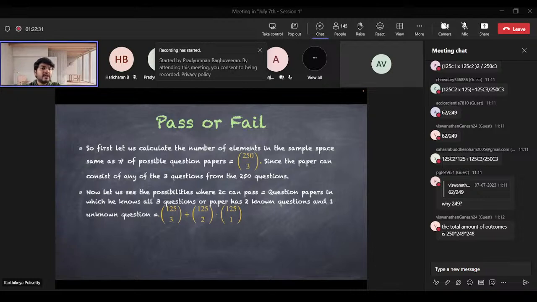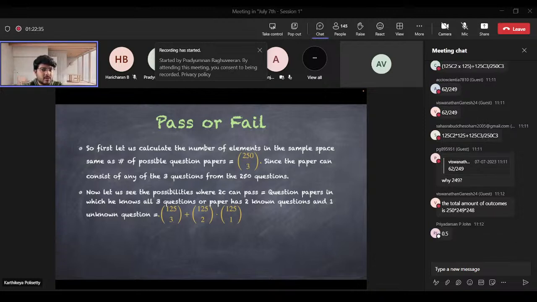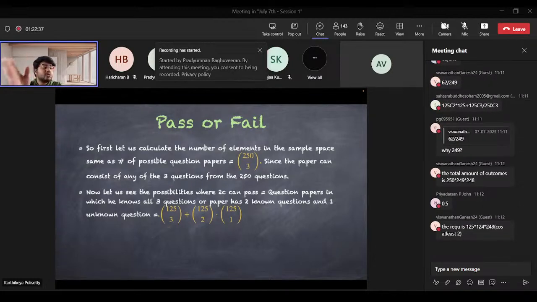So he has to get at least 2 questions from this 125, which is 125 C2, and we have to choose 3 questions, so one question should be from the other 125, which is 125 C1. So the total number of possible question papers such that 2C can pass is 125 C3 plus 125 C2 into 125 C1.